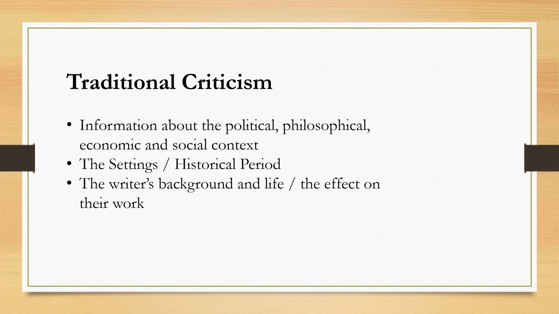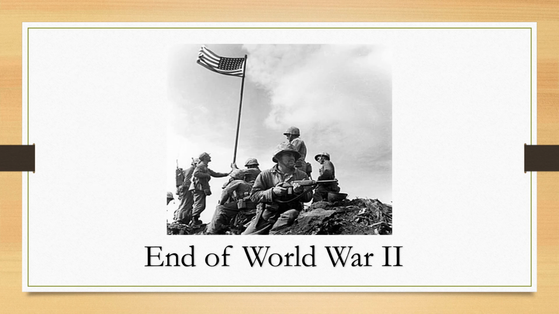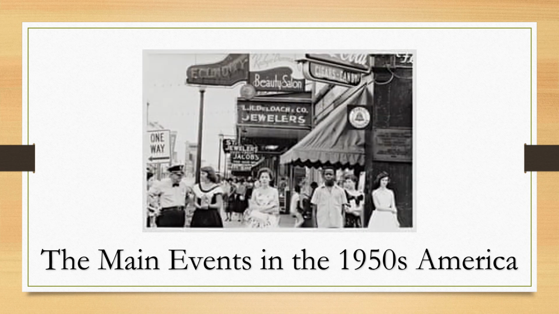First step, taking into consideration that Lee's novel was written in the 1960s in America, it is essential to mention the settings of American society in that specific time. So, we can mention and elaborate on the main incidents in America and the world at that time. For instance, the end of World War II. The main events in the 1950s America related to racism and classism.